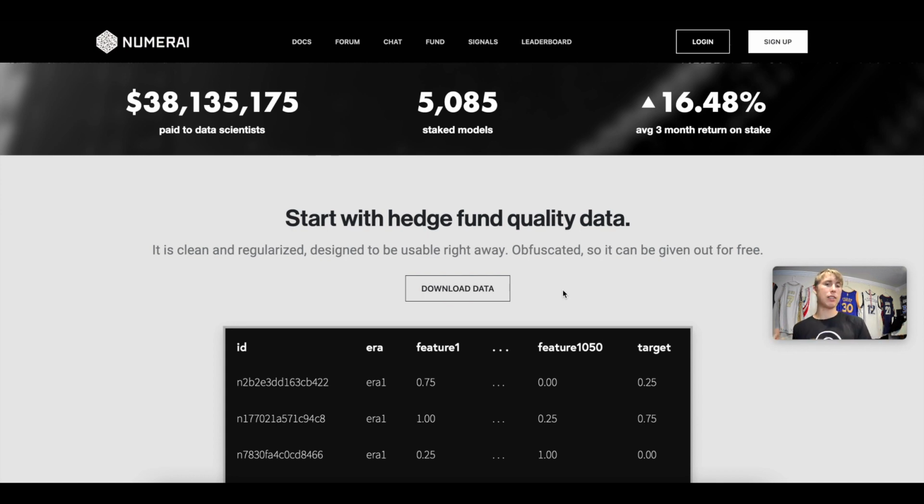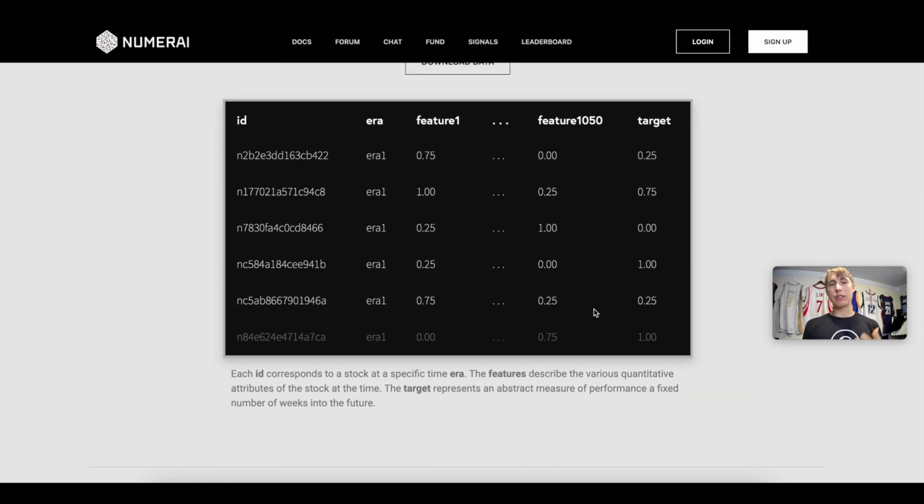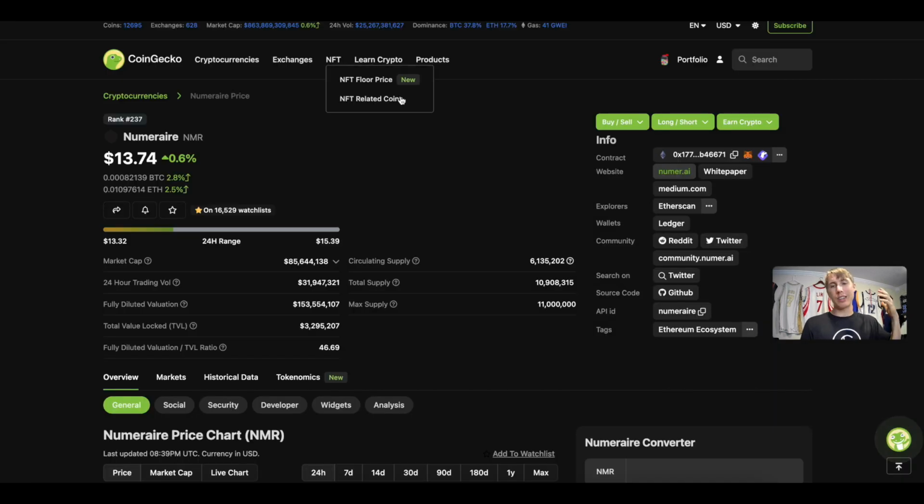So the scientists provide encrypted data to the platform. The platform basically spits out some numbers and says, hey, look, this is what's going to be trending this month or next month, etc. And the people are able to make their trades based on it. And the scientists put up the stake of the NMR token, basically putting their money where their mouth is. Again, it's an AI token.